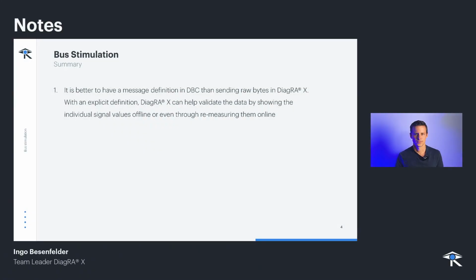Before wrapping up this tutorial, I have some more notes for you to take. First, it is always better to have a message definition in DBC rather than sending raw bytes in DiagRA X and therefore using an implicit definition. With an explicit definition, DiagRA X can help you validate the data by showing the individual signal values offline or even through remeasuring them online.